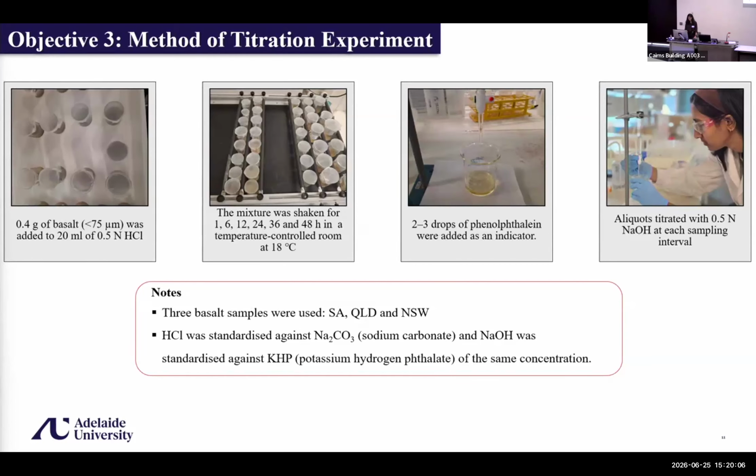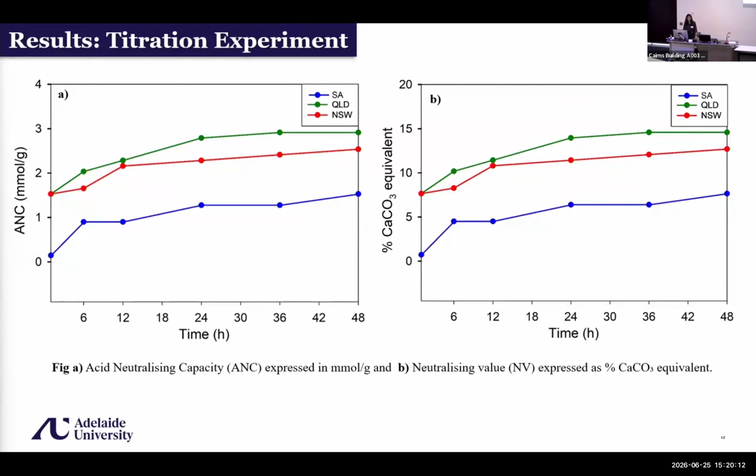Coming to the results of the titration experiment, the acid neutralisation capacity is highest for the Queensland sample, then comes the New South Wales one, and then the South Australia one. The incubation and titration are quite different setups, but still we can see that the Queensland sample shows the highest acid neutralisation capacity, and it reaches a plateau at around 48 hours.